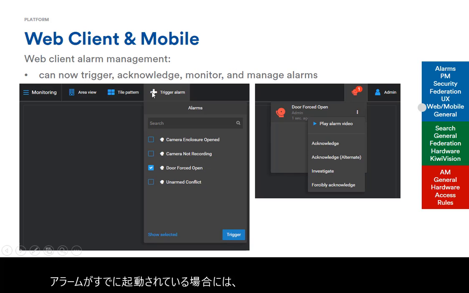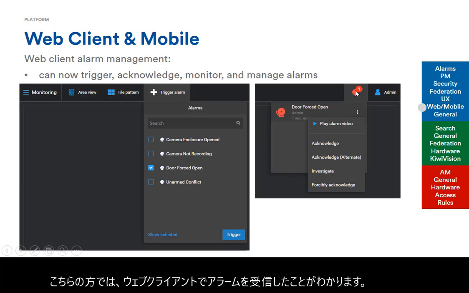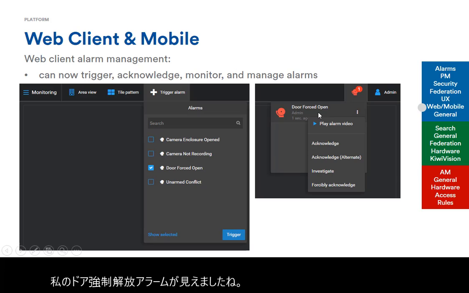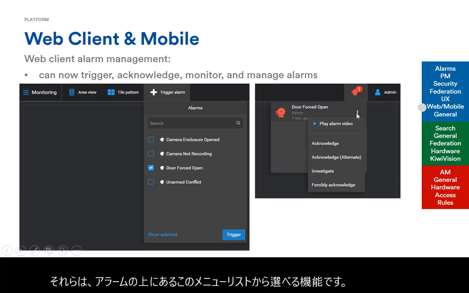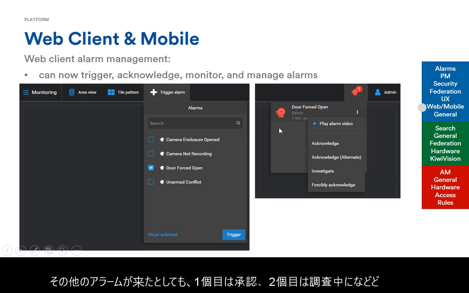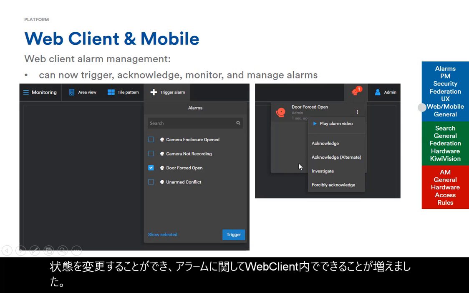And of course, if I do have any alarms triggered, so let's say I chose the door forced open and I triggered it, I will now have an icon appear, and I can do a lot more with the alarms within the web client. So I'm going to see that it's my door forced open. I can play the video if that's available. I can acknowledge the alarm. I can investigate it, and there's other features. So that's from the menu button right here on the alarm. So if I did have other ones, I could acknowledge one and investigate another, and it really gives us a lot more things we can do from within the web client in terms of alarms.